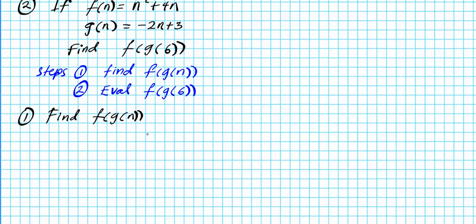All right, so first step is to ID and write down the parent function. The function on the outside, or the one that comes first, is f. So we have f of n equals n squared plus 4n.